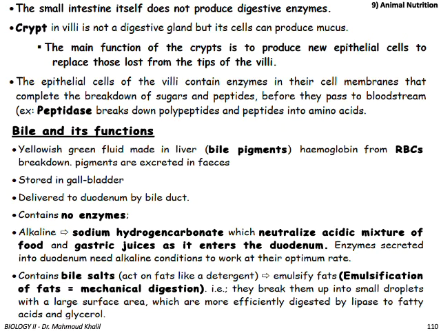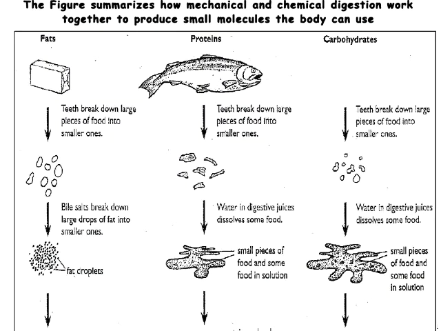In this figure, we'll summarize how mechanical and chemical digestion work together to produce small molecules the body can use. We either eat fats, carbohydrates, or proteins. The teeth break large pieces of food into smaller ones. As you can see, all these raw materials have been broken into smaller pieces. The bile salts break large drops of fats into smaller ones, while the water in the digestive juice dissolves some of the proteins into small pieces and some food into solution. As well, the water will dissolve the carbohydrates into smaller pieces.